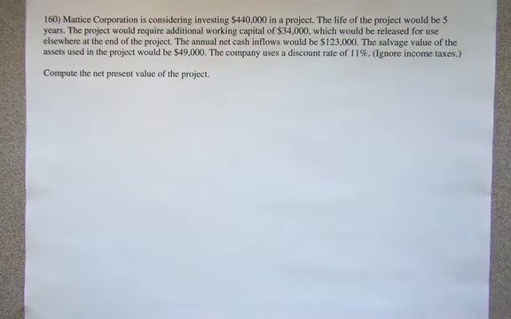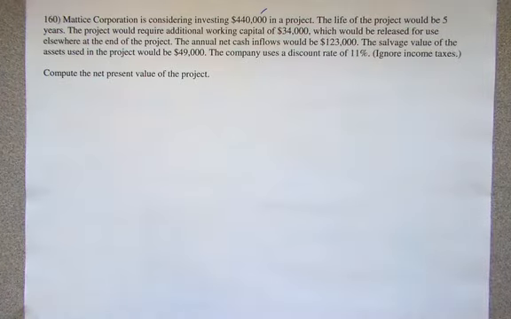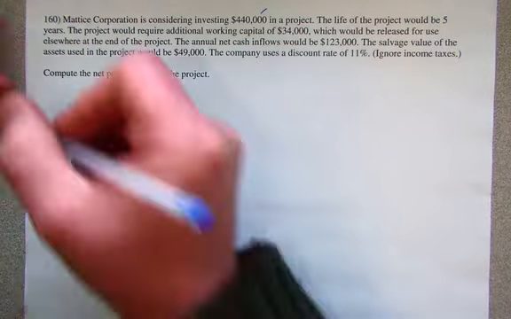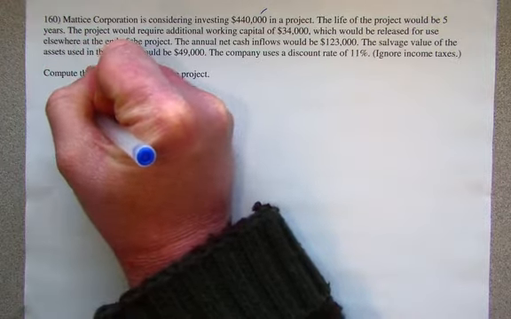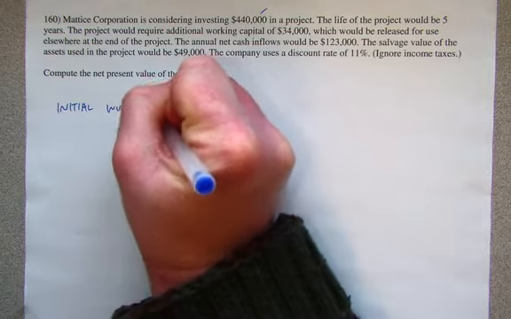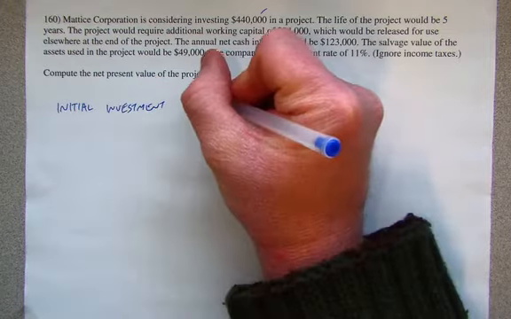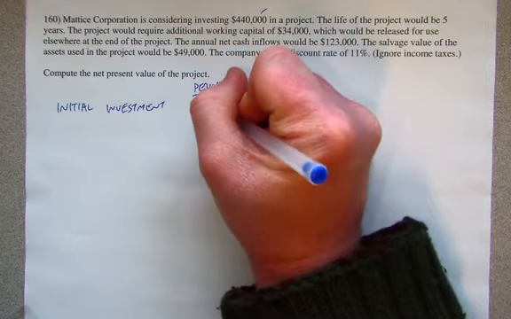This question involves a classic net present value calculation. The best way to start one of these questions, in my opinion, is to lay out the cash flows. So let's look. They're going to invest $440,000 in this project. So we will first of all have our initial investment. And the time period for that is going to be right now.